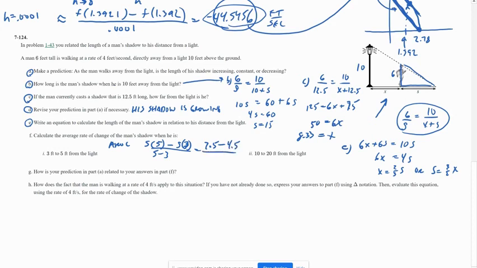over 2. And so that is 3 divided by 2 is 1.5. So the average rate of change is 1.5, and that's going to be in feet of shadow per feet of distance. So feet over feet. So we just get 1.5.